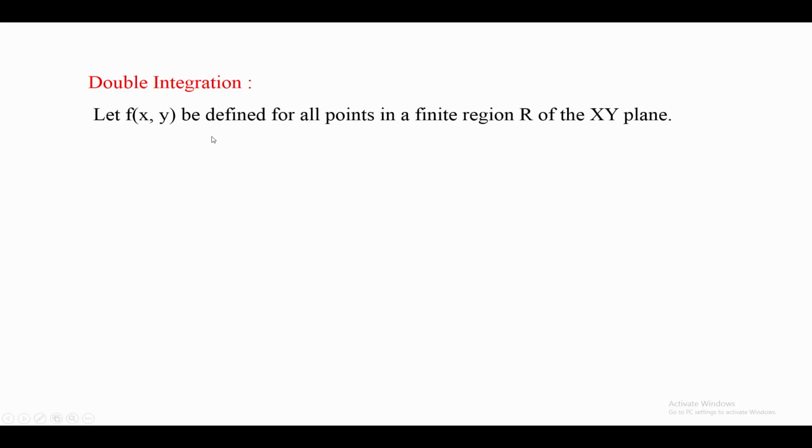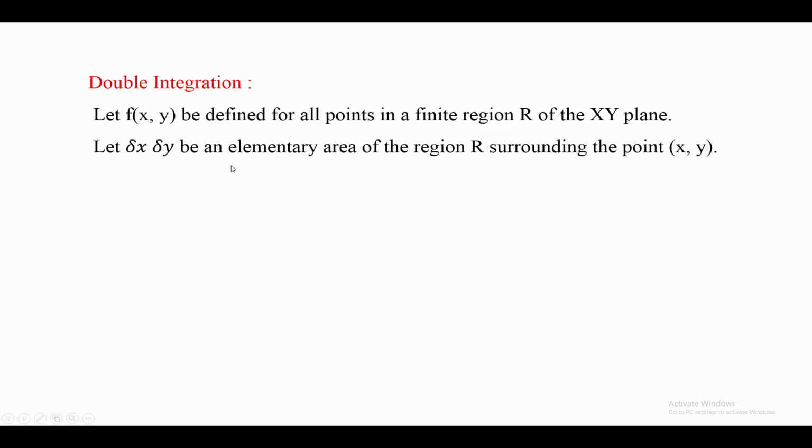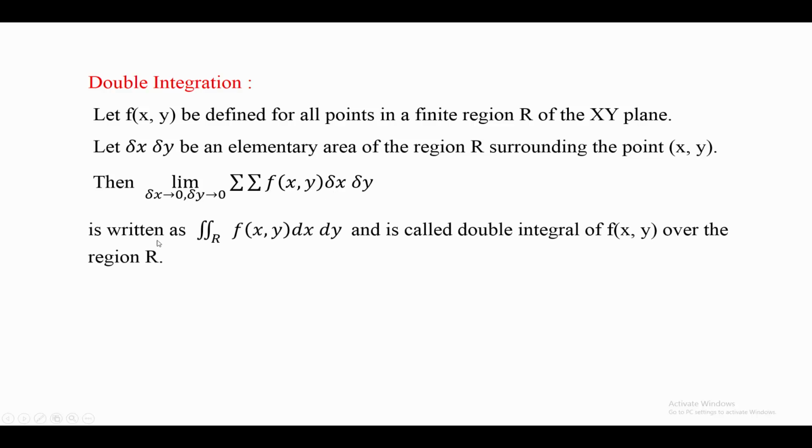Double integration definition. Let f(x,y) be defined for all points in a finite region R of the xy plane. Let delta x delta y be the elementary area of region R surrounding the point (x,y). Then the limit as delta x tends to 0, delta y tends to 0, of the sum of f(x,y) delta x delta y is written as the double integration over R of f(x,y) dx dy, and is called the double integration of f(x,y) over the region R. This is the definition of double integration.